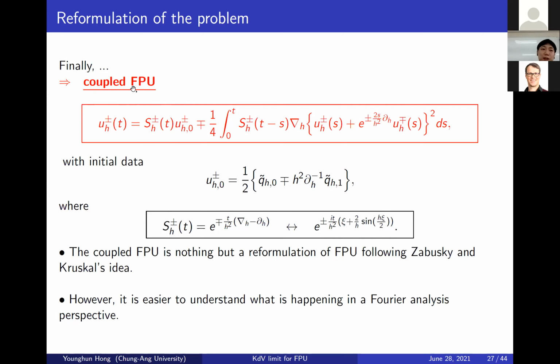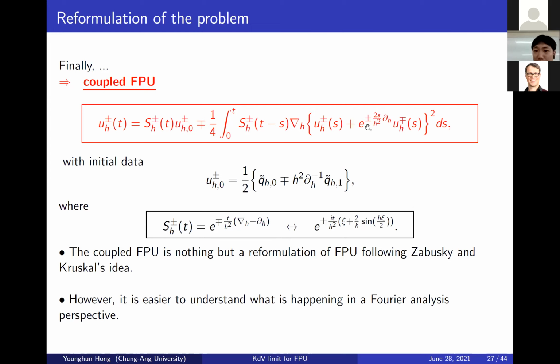So finally we end up with this coupled system, and actually this coupled FPU is nothing but a reformulation of the FPU system. There is no difference. We followed Zabusky and Kruskal's idea and their ansatz, and we also followed the standard way of reformulating the nonlinear wave equation. But there is a good thing: this equation makes it much easier to see, from a Fourier analysis perspective, what is happening in the limit when h goes to 0.